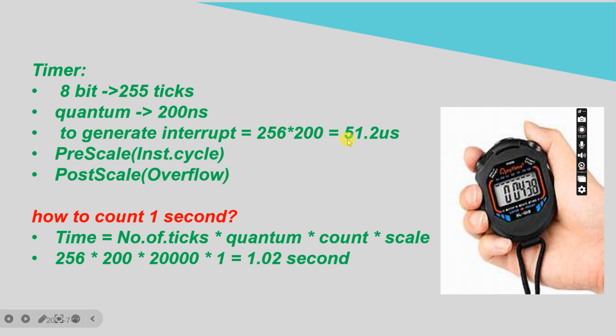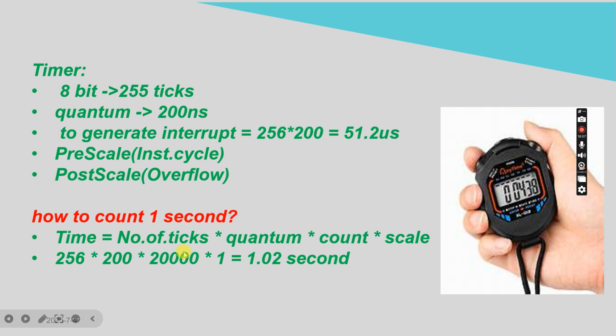We can adjust this number by using the scaling factors, that is prescale and postscale. Prescale is done by changing the instruction cycle, whereas postscale depends on overflow. If 1:2 is the prescale, it means 1 is tick and 2 is instruction cycle. For 2 instruction cycles, 1 tick is implemented. That is the meaning of 1:2 prescale. Similarly, if we use overflow, that is postscale.